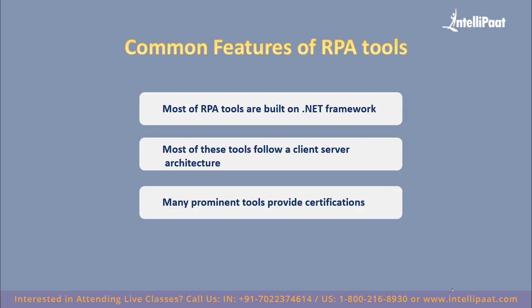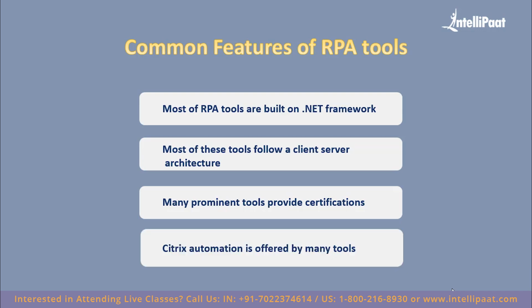So what happens is when you go for a job or anything, the company hiring you knows that you have worked with it and you know your way around the tool. So you will basically be able to do the tasks that they want you to do. And finally, Citrix automation is offered by many tools. Now Citrix automation allows you to do automation on a remote server. This is a very good advantage to have when you are trying to automate things.